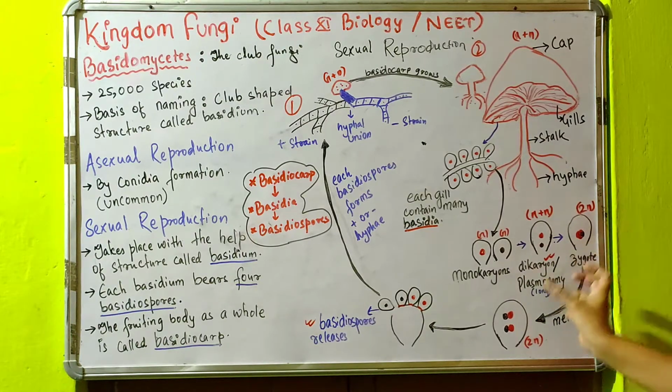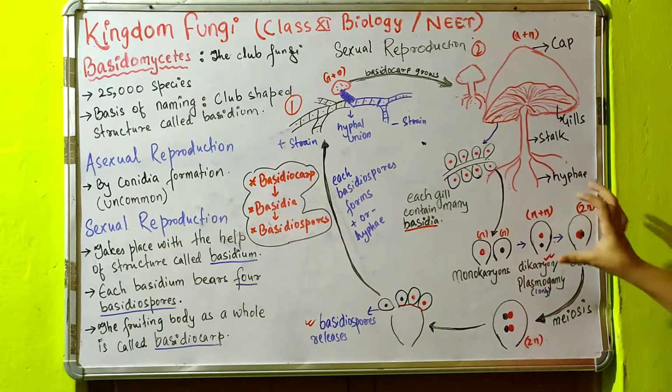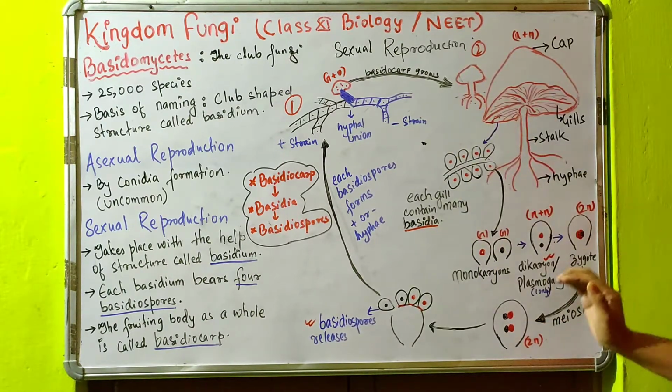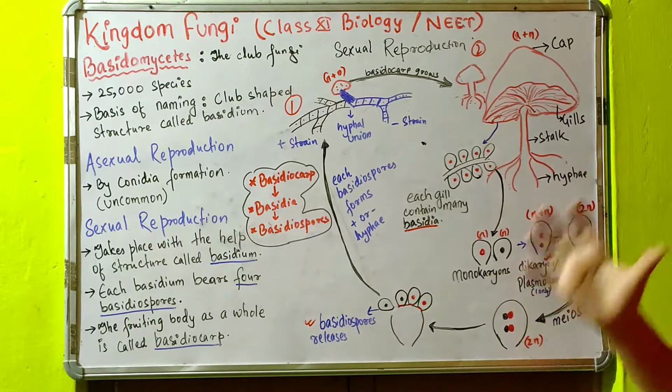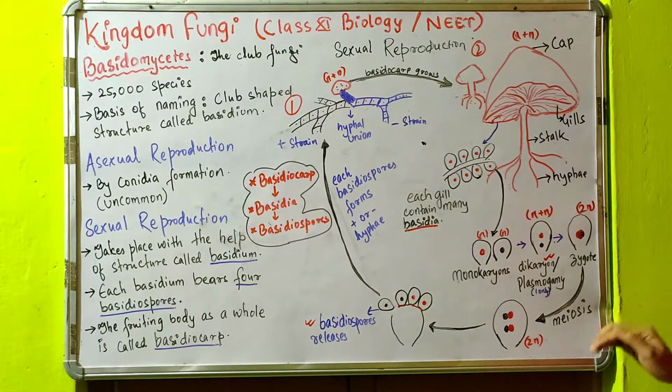The process is known as plasmogamy, and this is the process which lasts for a long period of time. Here also, like Ascomycetes, the dikaryon stage lasts for a long period of time. Now they will finally form zygote, and the zygote stage is very short-lived. As soon as it forms zygote, it undergoes meiosis, and 1 nucleus gives rise to 4 haploid nuclei. Still the cell is 2n because they are not separated.